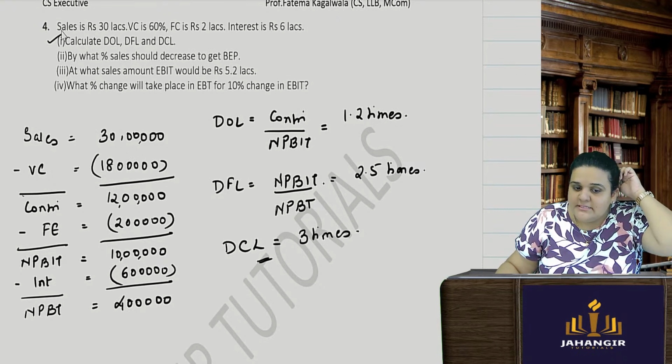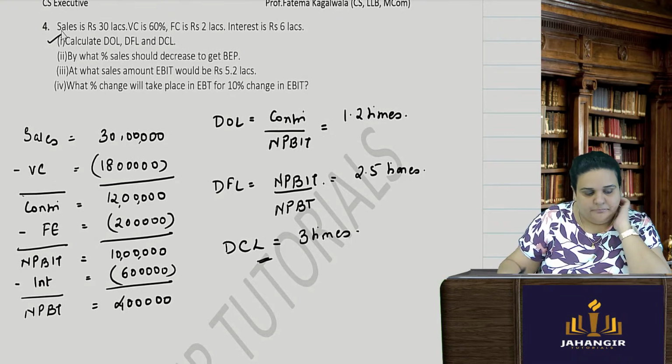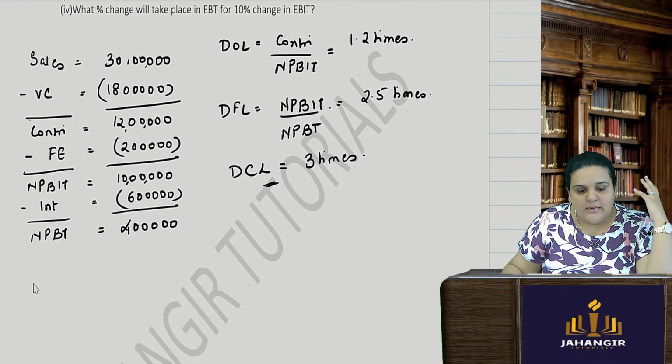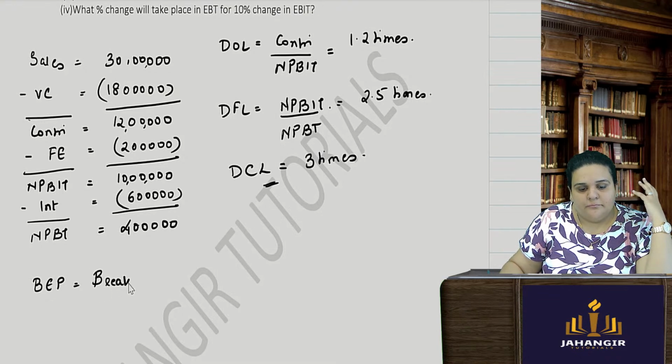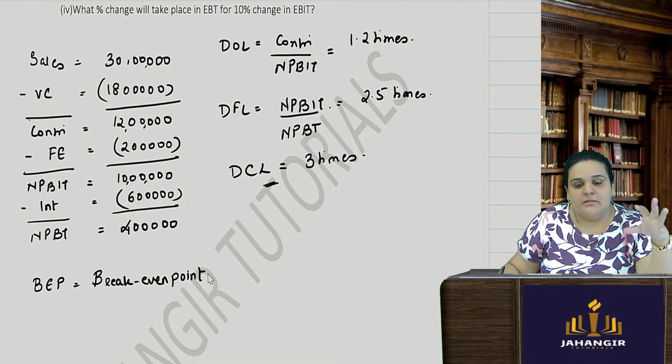Second, by what percentage sales should decrease to get a break-even point? So basically, what does BEP mean? BEP is nothing but the break-even point. The chance for this particular type of a sum is very rare, but since it's also given in your module, we need to know certain concepts. It can be a surprise element. So if it comes in your exam, you will be able to solve it, and it is not difficult.